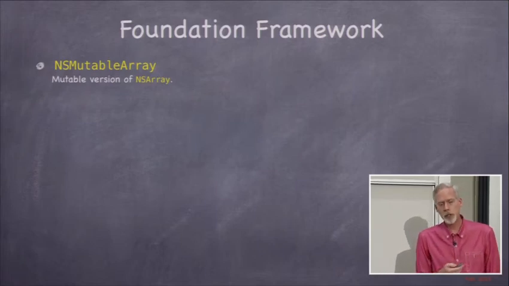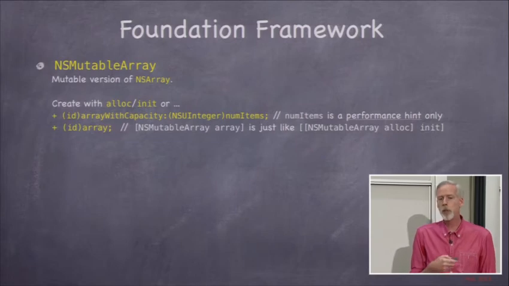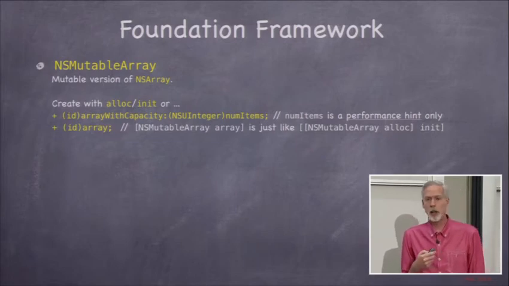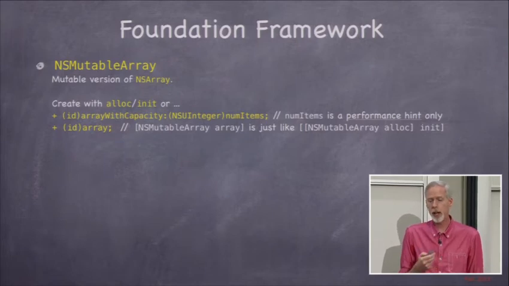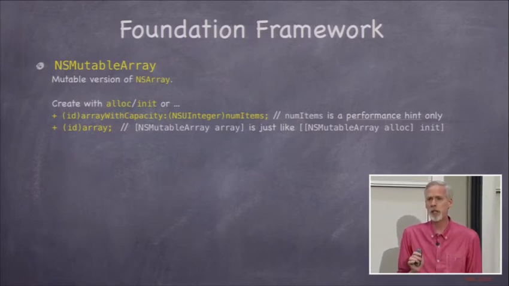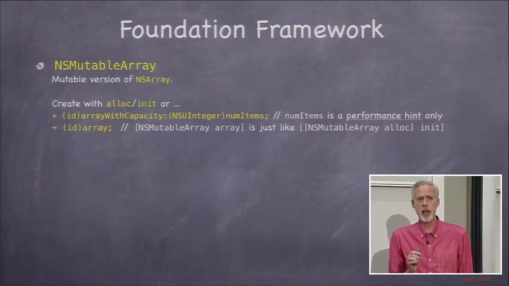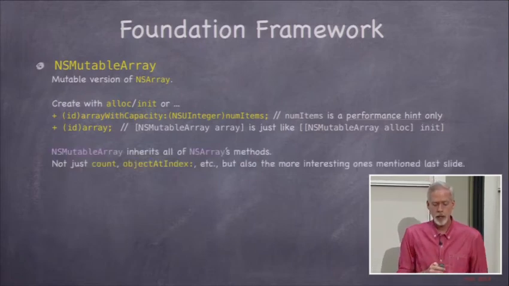But there's a mutable version of array, of course, called NSMutableArray, which we've also used. We usually create it using alloc init, or sometimes we use array with capacity. Okay, that capacity argument is just a performance hint. It's not saying that the array starts out with that many items. It just means, I think this array is going to have about 100 things in it, so create me an array with 100. It's a performance hint only.